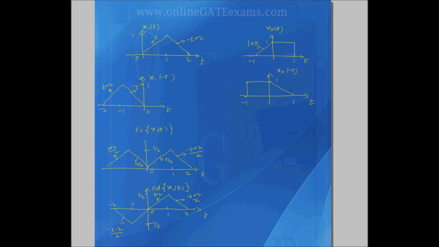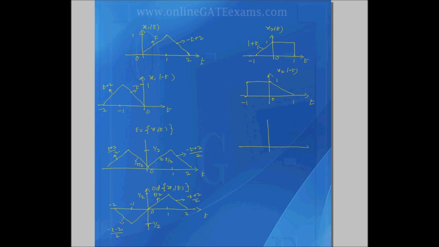Again we have to plot the even part of the signal. Obviously the even part of x2 is given by x2 of t plus x2 of minus t, divided by 2. So what will happen if I add these two signals? Let us see how the plot looks. From minus 1 to 0, this is 1 and this is 1 plus t. If you add those two, you will get 2 plus t. Just before minus 1 the signal is 0, just after it is 2 plus t.